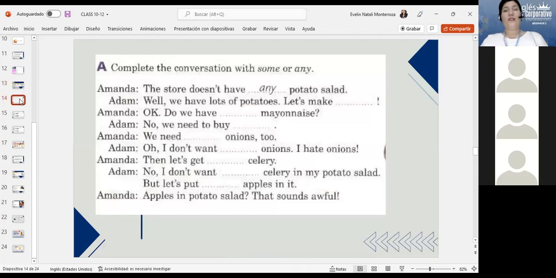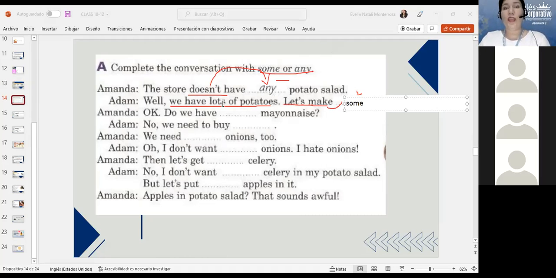And we were working on some and any. So if we have, for example, this conversation, we're going to work on this one while your classmates connect. It says, the store doesn't, and this is negative. If you have a negative sentence, you know that here you need to use any. We have lots of potatoes. Let's make, and this is affirmative. What do you use for affirmative sentences, some or any? We use some, right? Let's make some. Do we have, for the questions, do we use some or any? Any. For the questions, we use any. Any es para preguntas y negativas, y some es solo para los afirmativos.